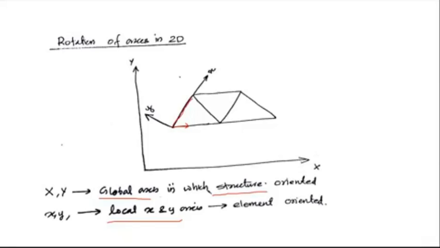So each element is oriented in different directions. So we have to make sure that all the KE matrices are written in the same axis. So that is one major problem whenever you consider trusses. Whenever you consider plain trusses, there are 2 axes. So you have to rotate the axis of each element to a global coordinate system, that is the capital X and capital Y system. That is the structure oriented axis. Clear?